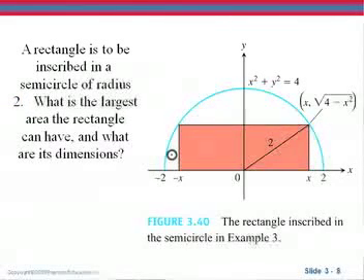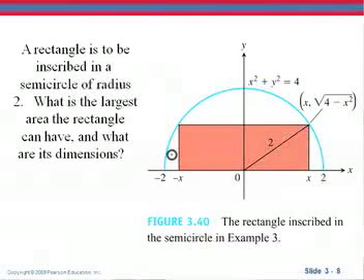Okay, so we're going to look at a couple more examples of applied optimization where we're trying to maximize or minimize some aspect of the problem. Now here we have a rectangle that's to be inscribed in a semicircle of radius 2. What's the largest area, the maximum area the rectangle can have, and what are its dimensions?